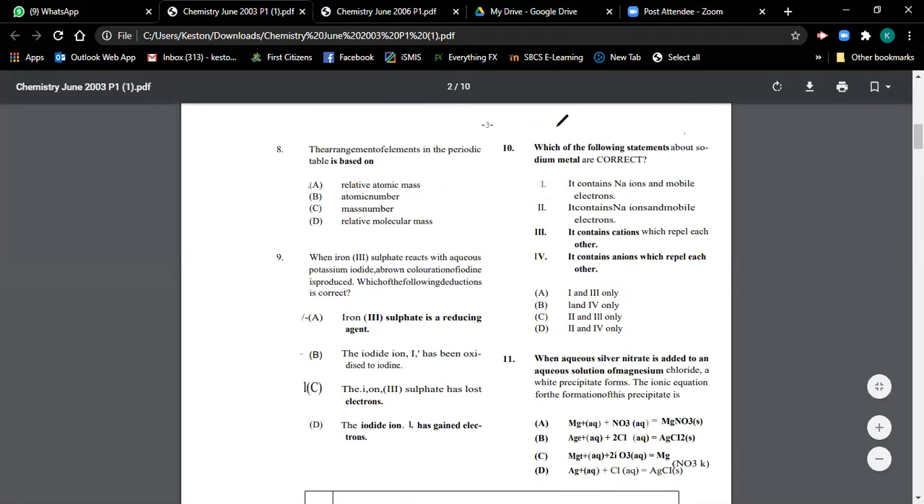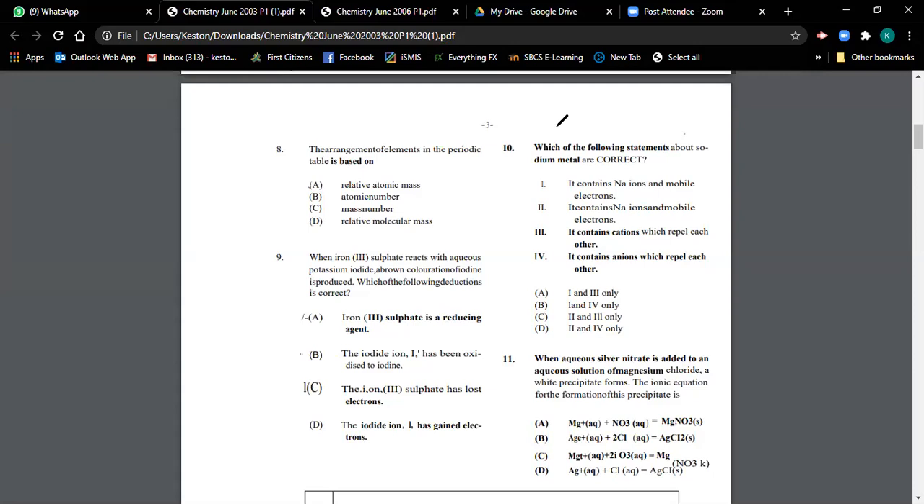10. Which of the following statements about sodium metal are correct?